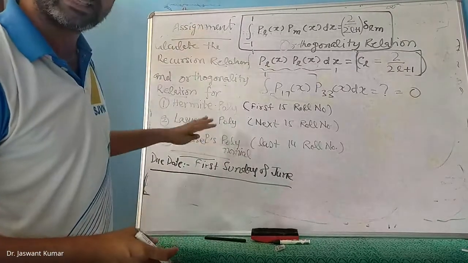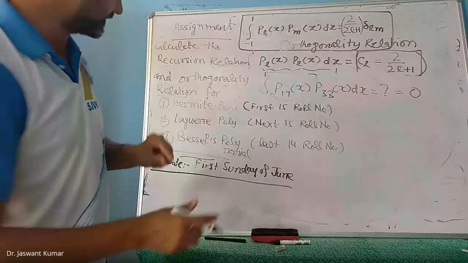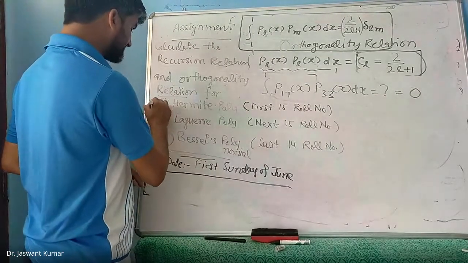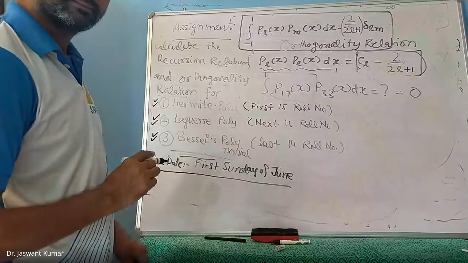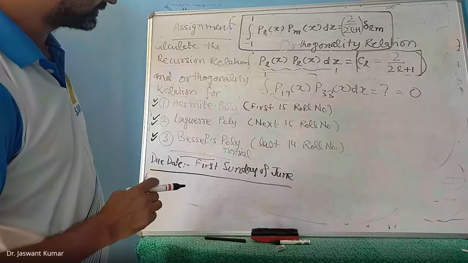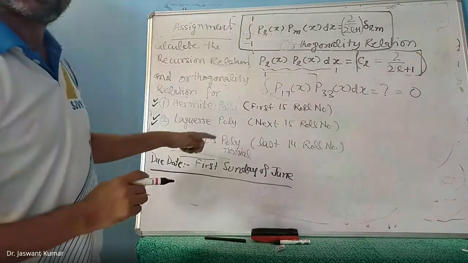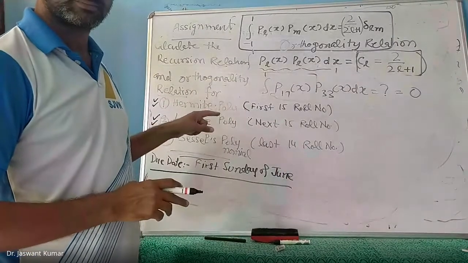Is the assignment clear to everyone? You have to do only one question. Either you have to do this, or this, or this. This should be broadcast to the people who are not attending the class also.